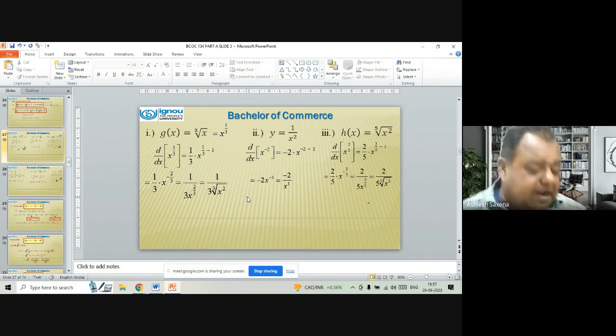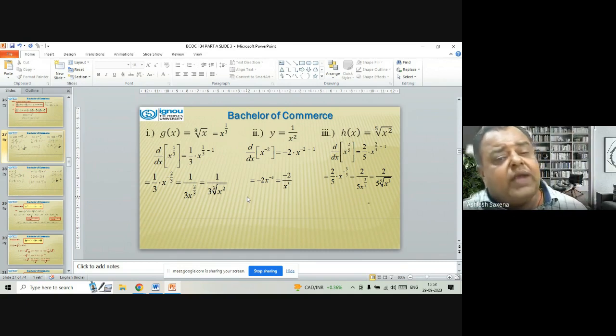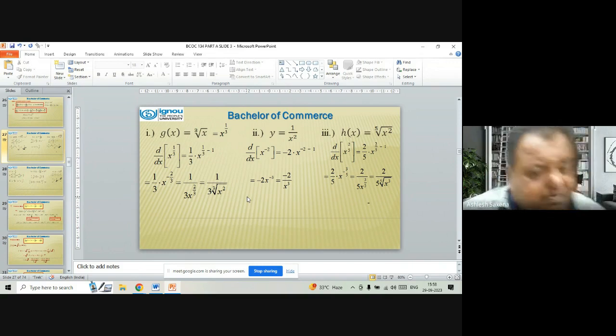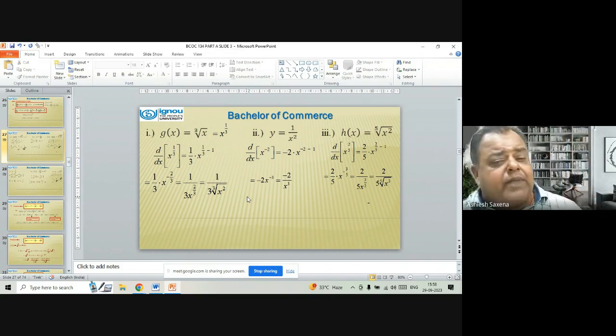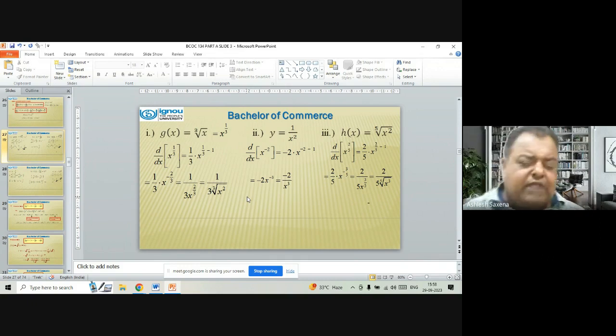So the derivative of x raised to the power 1 by 3 will be 1 by 3 into x raised to the power 1 by 3 minus 1. That is 1 by 3 into x raised to the power minus 2 by 3. We don't have to keep the minus power in the numerator, so we will be bringing it down. That means it will be 1 by 3 x raised to the power 2 by 3 in the denominator. You can leave your answer over here.